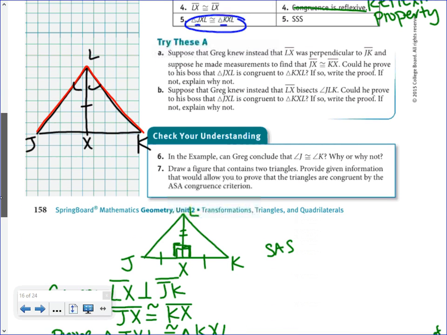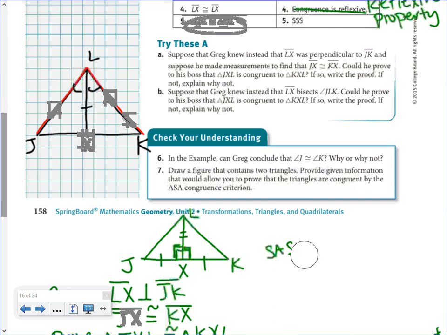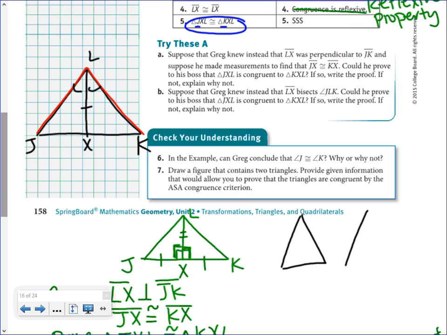So now let's look at number 7. We want to draw a figure that would have two triangles. And it wants us to have given information that would allow us to prove that they're congruent by angle, side, angle. So this is two angles and a side. So I'm going to label my two angles first. And yes, I know my triangles don't look congruent, and that's okay. We're just trying to provide the given information that they asked for.